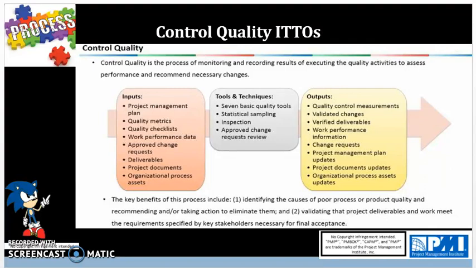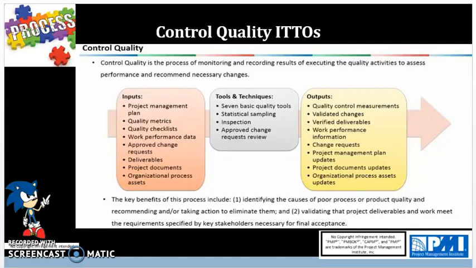So the key output that you'll be tested on is you will have validated changes and verified deliverables as your output. Because your input is deliverables, the output is going to be verified. Verified deliverables means that the customer is satisfied and is now ready to move on to the next step, which will be close project or phase, hopefully. So that's where we go from there. And essentially, that wraps up control quality.